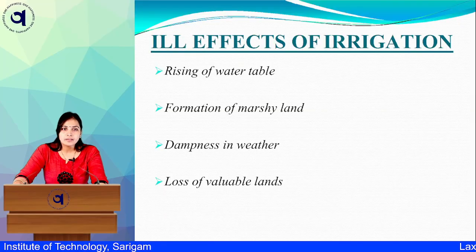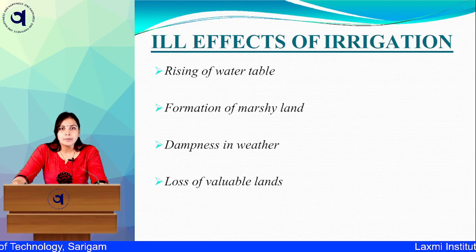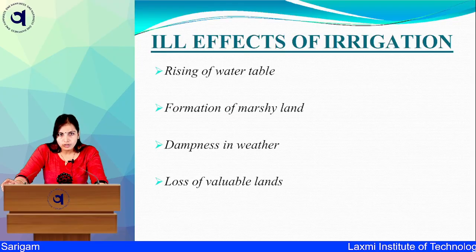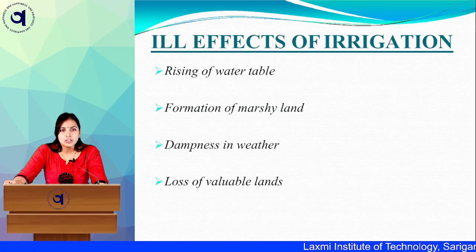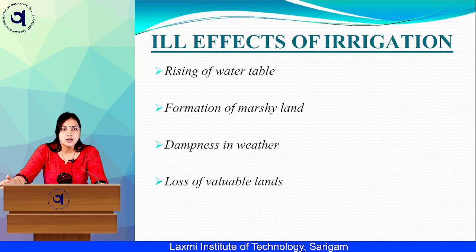So, every coin has two sides, merit and demerit. Irrigation also has demerits, like rising of the water table. Rising of the water table means that if your canal is continuously supplying water, the water will undergo continuous seepage. That seepage will increase the water table in the surrounding area, and this leads to the formation of marshy land. Marshy land means your soil is totally filled with water.